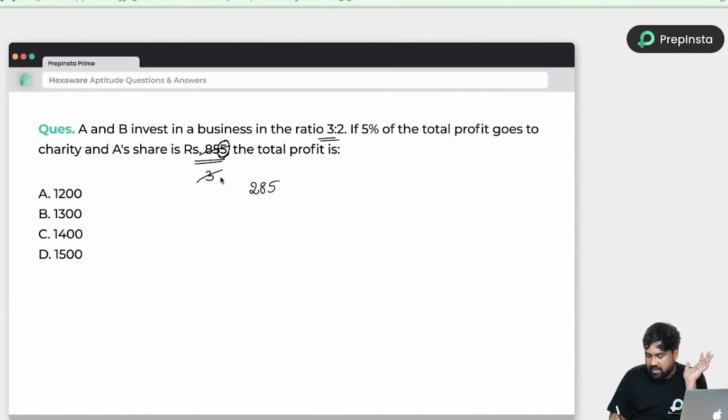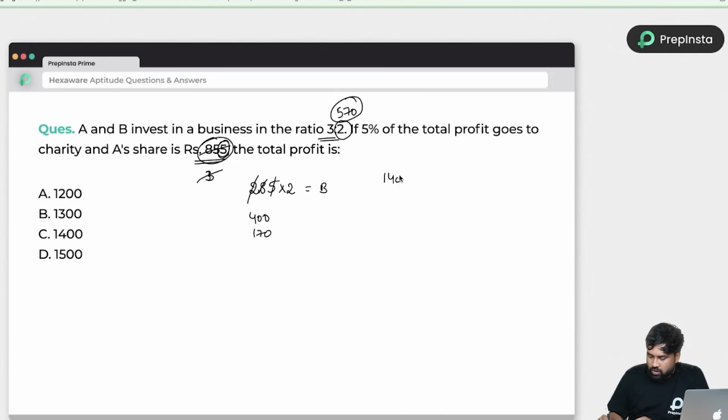Unit digit is 5 means the 3 will always end with 5. That's why, in the short way, after 28 I place the 5 without calculation. So 285. So 2 times will be B's profit, right? 2 times 200 is 400, and 85 is nothing but 170, which is nothing but 570. So we have 570 rupees and 855 rupees.